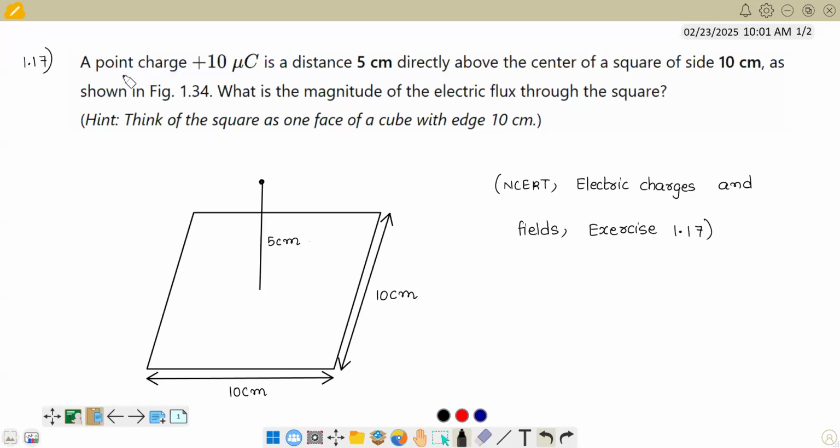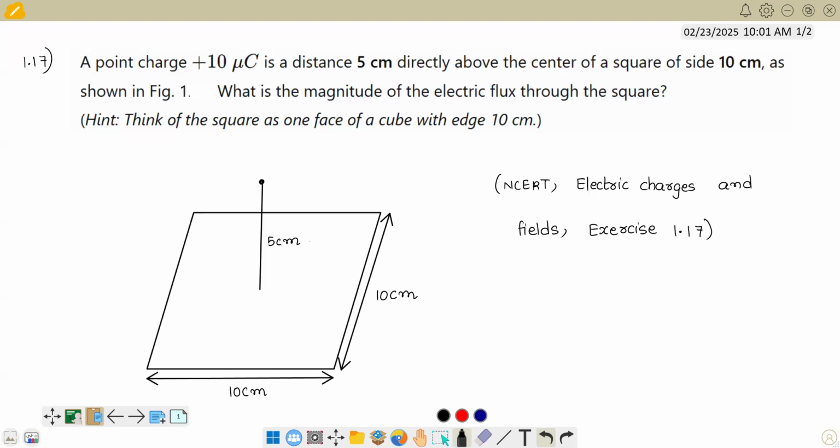Hello student, the question says a point charge of plus 10 microcoulomb is at a distance of 5 centimeter directly above the center of a square of side 10 centimeters, as shown in figure 1.34. I think it is figure 1.31 in NCERT. There could be a mistake here.